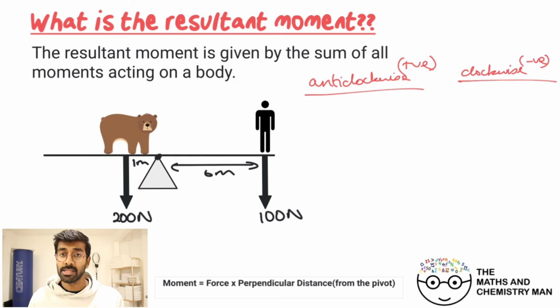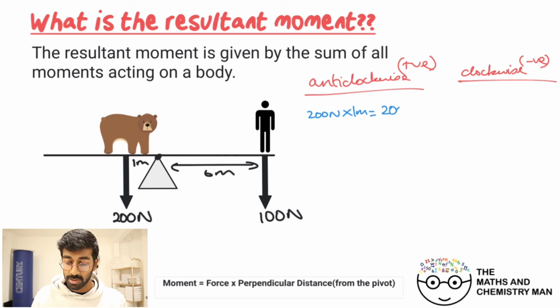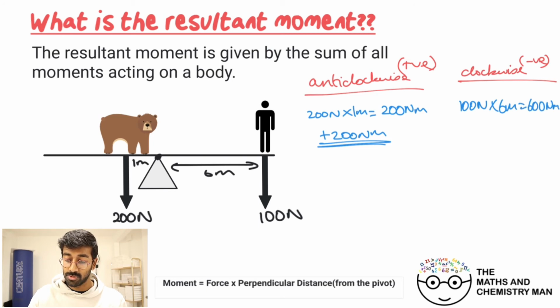So we start with the bear, this time 1 meter. So it's going to be 200 newtons, and we'll times that by 1 meter. So we're going to end up with a moment of 200 Newton meters. And because it's anti-clockwise, we can go with positive 200 Newton meters. How about the man? Well, the man hasn't changed. It stayed exactly the same. So it's still going to be 100 newtons times by 6 meters. And that's going to give us 600 Newton meters. Or, considering the sign of that, we should put minus 600 Newton meters.